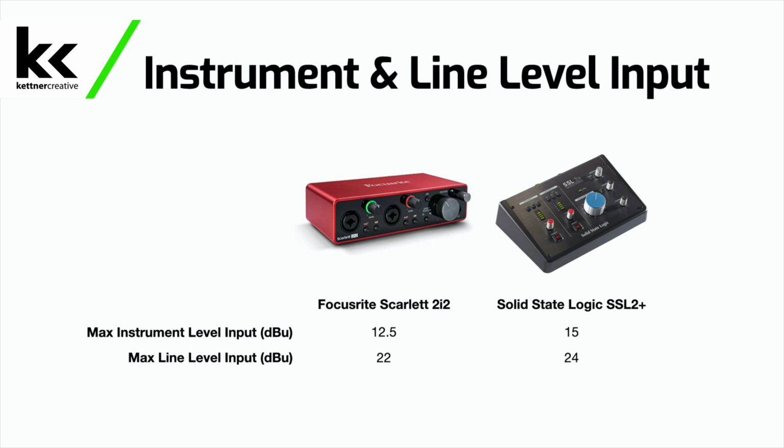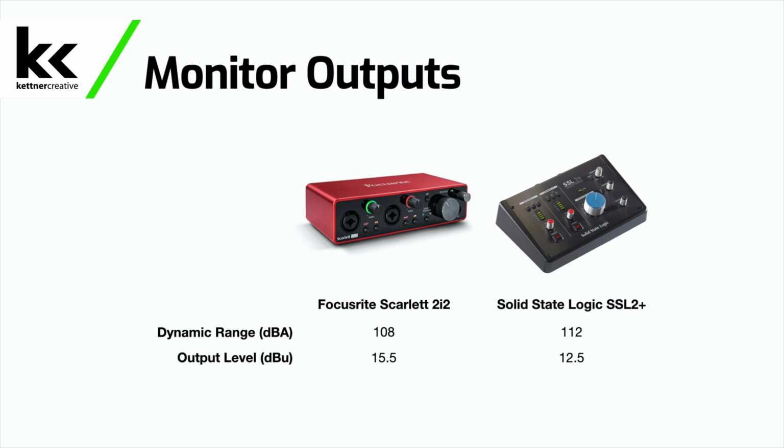Now, in terms of max instrument input, the Focusrite has 12.5 dBu and the SSL2 Plus has 15 dBu. For max line level input, the Focusrite Scarlett has plus 22 dBu and the SSL2 has plus 24 dBu. For monitor outputs, the Focusrite Scarlett has a dynamic range of 108 dBA and the SSL2 has 112 dB. The output level of the Focusrite Scarlett is plus 15.5 dBu and the output level of the Solid State Logic is 12.5 dBu.